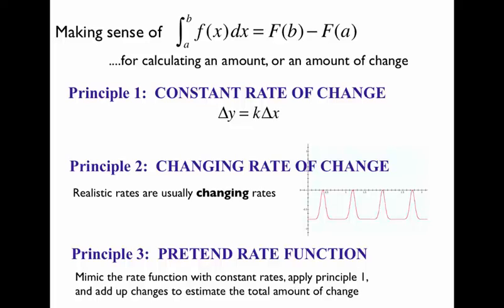Right? So we like principle 1. It's super easy, but it doesn't work for a changing rate. It only works for a constant rate. So we can take this changing rate and chop it up and use constant rates to mimic it, and then add up all the changes using k delta x plus k delta x plus k delta x. Okay, so then we said the total change is the sum of the k delta x's. Are we good? Next, can I go to the next slide?